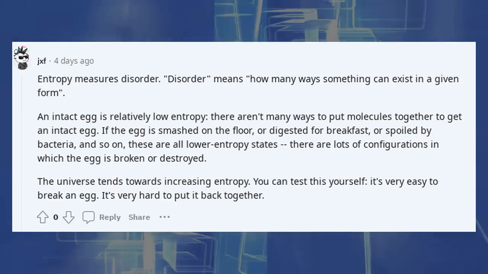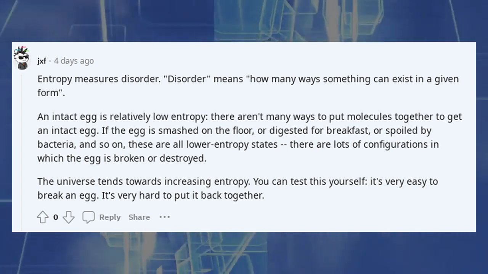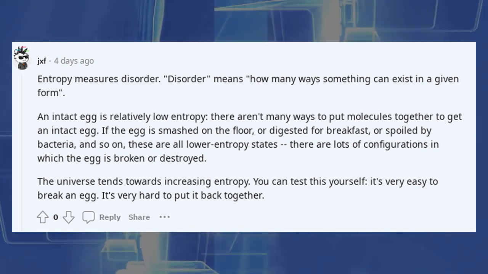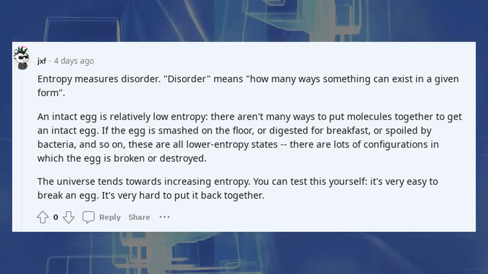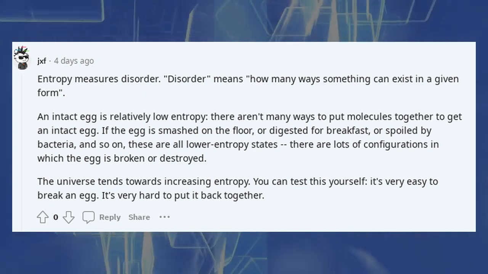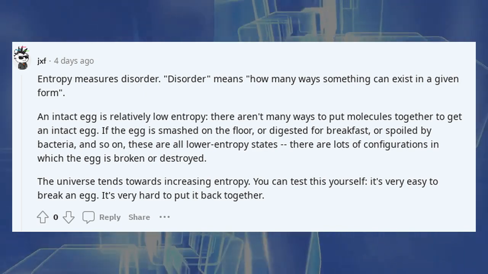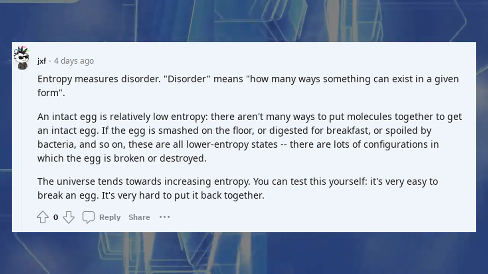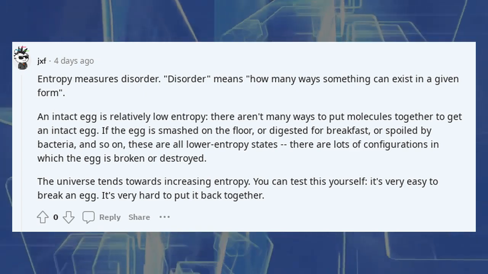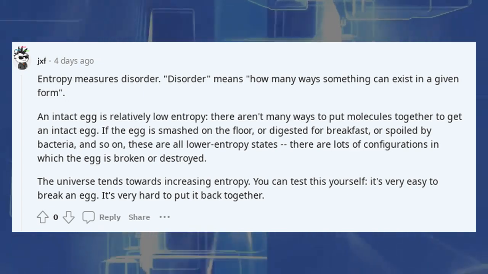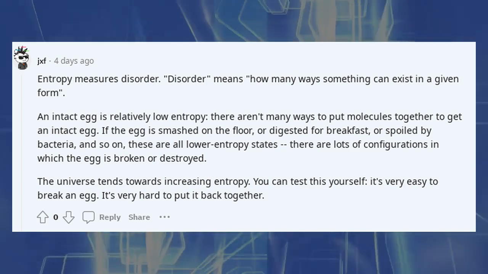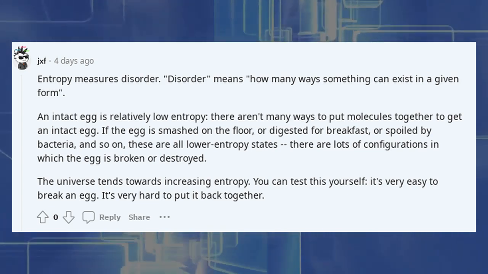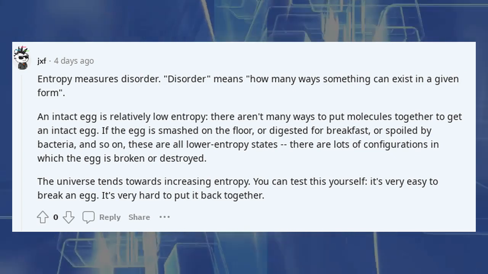Entropy measures disorder. Disorder means how many ways something can exist in a given form. An intact egg is relatively low entropy. There aren't many ways to put molecules together to get an intact egg. If the egg is smashed on the floor, or digested for breakfast, or spoiled by bacteria, and so on, these are all higher entropy states. There are lots of configurations in which the egg is broken or destroyed. The universe tends towards increasing entropy. You can test this yourself. It's very easy to break an egg. It's very hard to put it back together.